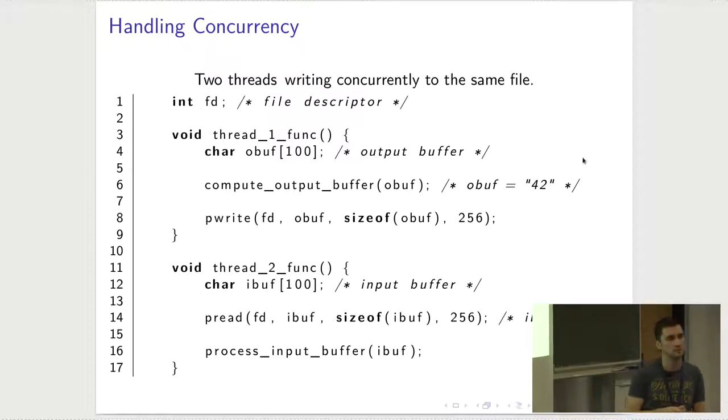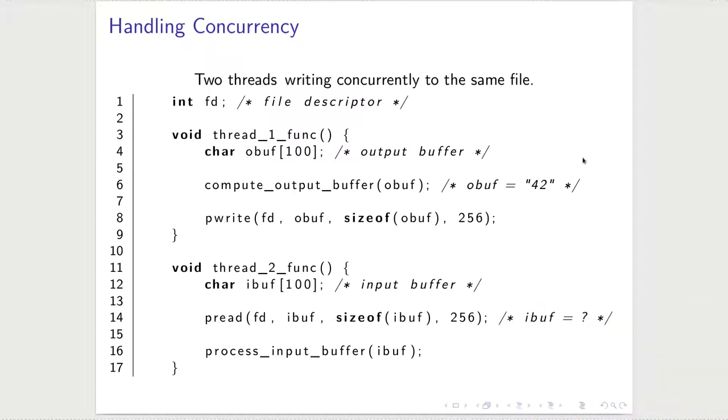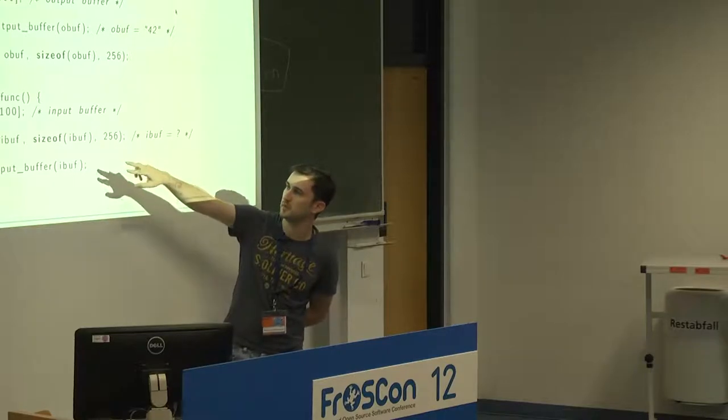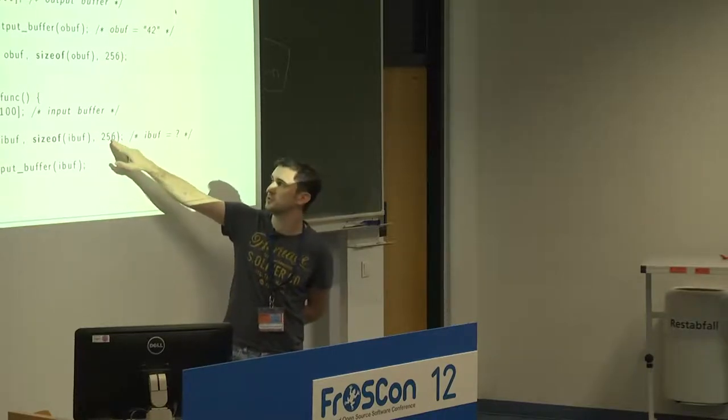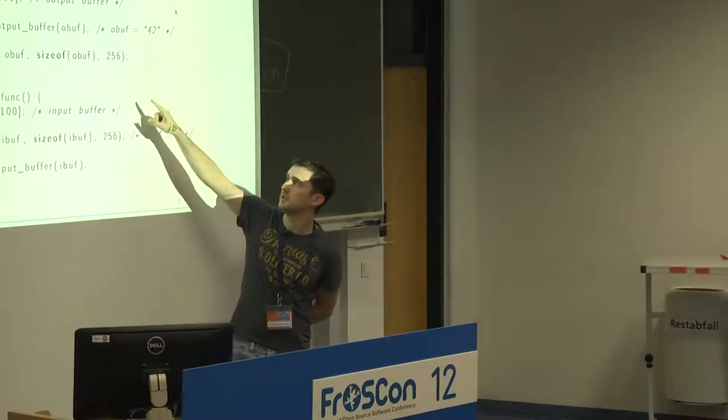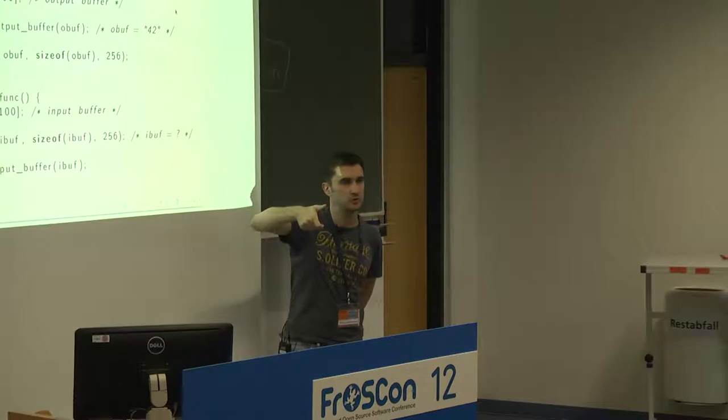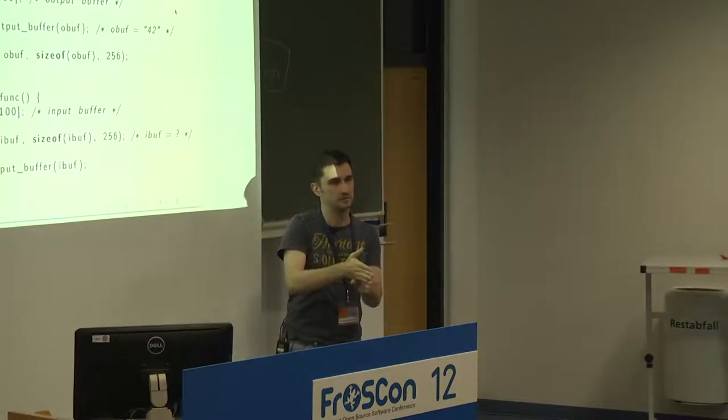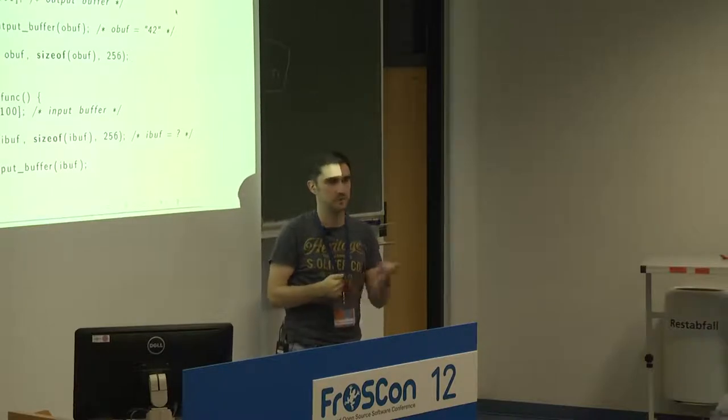I don't understand this. What's the problem exactly? Because O buff and I buff are just two different variables. Right, but this is a write to a file, and this reads from the same file. And the FD is the same. Okay. Yeah, FD is the same this time. Okay. You have a seek position. Really, this is a position independent read, and this is the position. Okay. This one writes and this one reads, and they are at the same position, and they are overlapping. So you have the race condition in this context. Exactly. Okay.